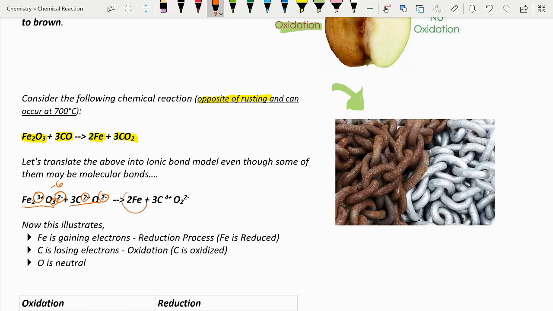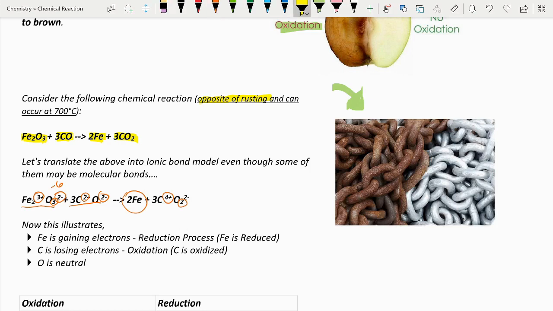So here, the iron is alone, which means it has gained 6 electrons. It no longer has to give electrons to the oxygen. And in the carbon dioxide, there are 2 oxygen atoms instead of 1. So carbon now is losing 4 electrons instead of 2.